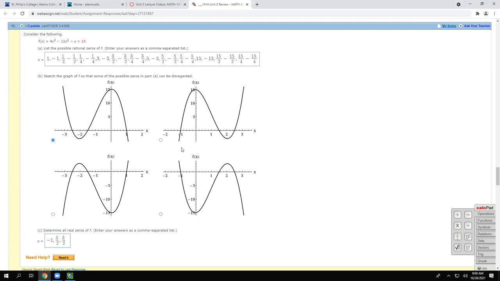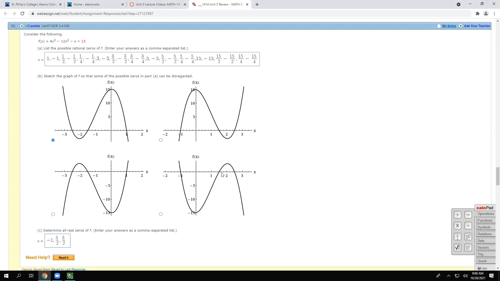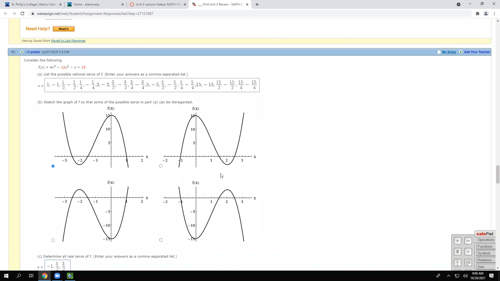So it's got to be one of these two, because this one has two negatives and they're not at negative 1. Then it has two positive zeros. But both of these look like they have one at 1.5 and then one at 2.5, right? Don't both of those look like they have the same? But which one would it be?